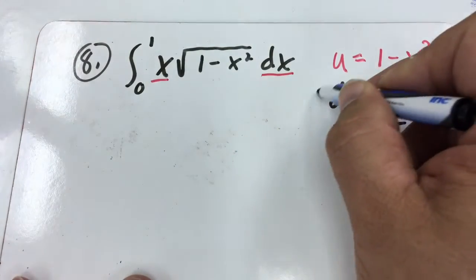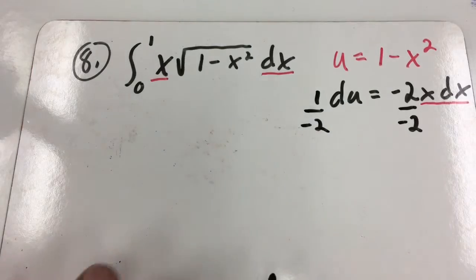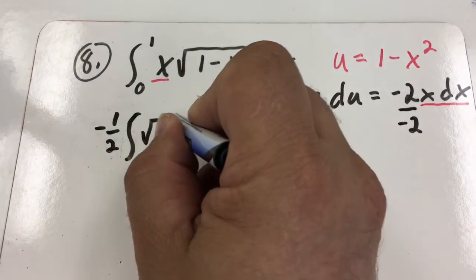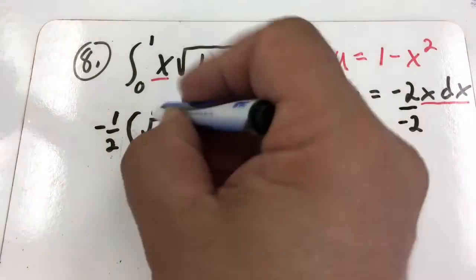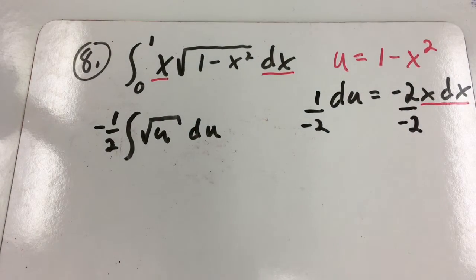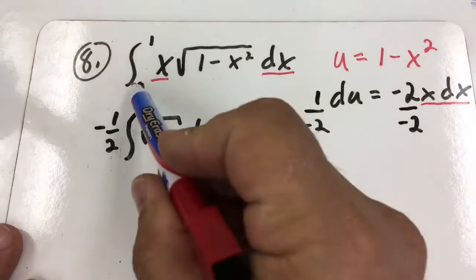So I'm going to divide both sides by negative 2, and that's going to give me 1 over negative 2. So negative 1 over 2, and I'm going to be in the u world now because my x dx simplified, u du. And notice I left my limits of integration empty. What I'd like to do is continue in the u world. And what I mean by that is I'm going to change these limits of integration.